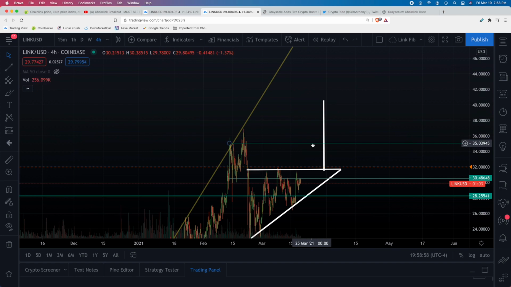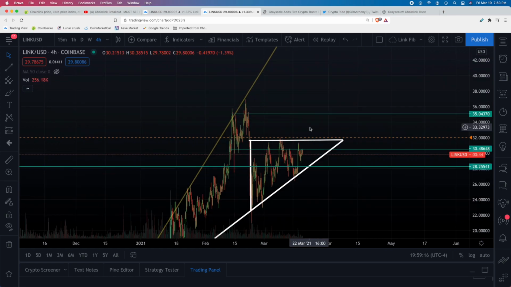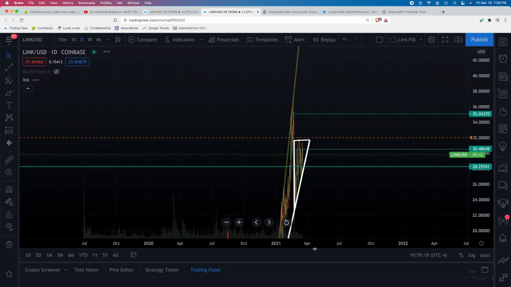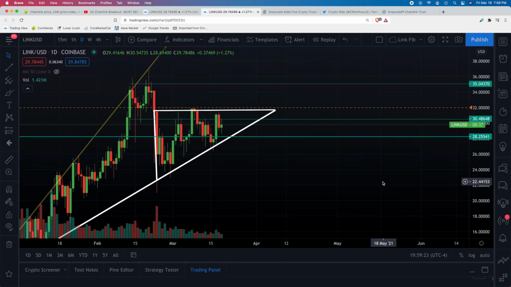Worst case scenario, if we break out here, we trade to about $35. And if this were to go up, that's what I would be looking at. Mind you, I am looking at the 4-hour chart, but you can see this clearly on the daily too. Here, let me show you this. Again, nice, clean pattern here, guys. This is what you want to see.